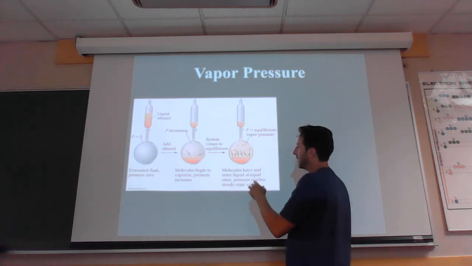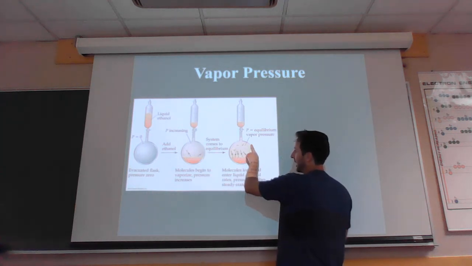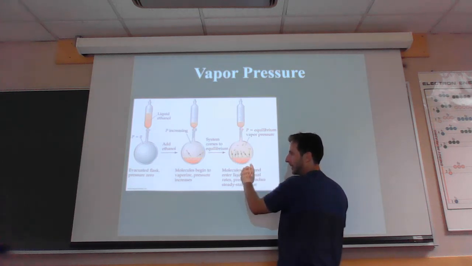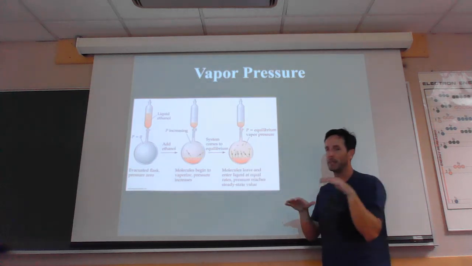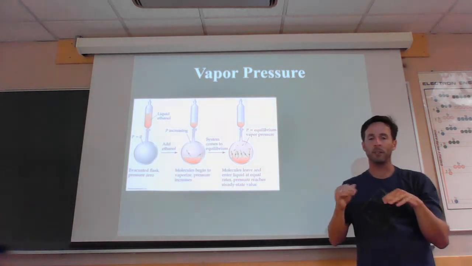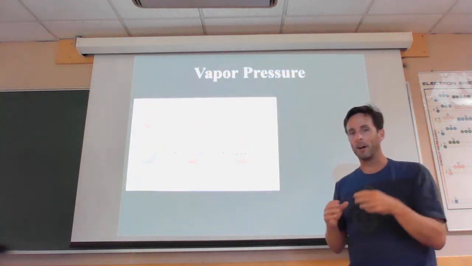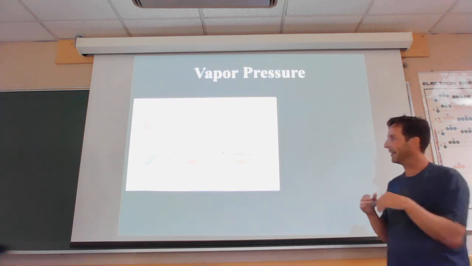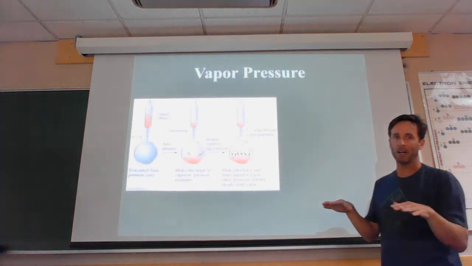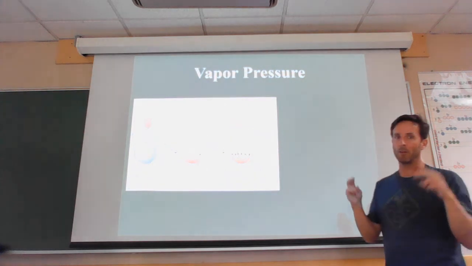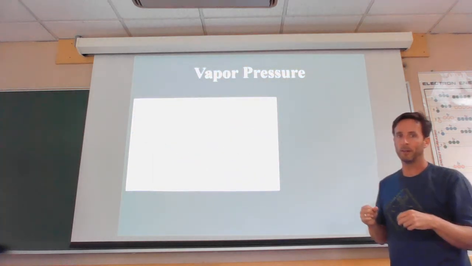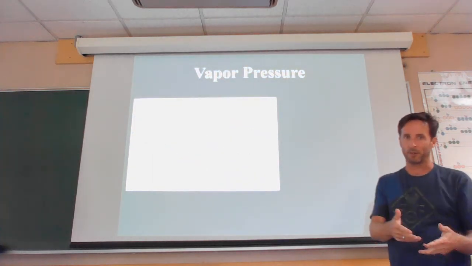But eventually it gets to the point where, as molecules escape, some of the ones up above the liquid are going to crash back down to the surface, and eventually they're going to balance each other out. The number of molecules escaping and the number of molecules crashing back down are going to equal each other, and at that point the pressure is going to stabilize, and that's what we call the vapor pressure of the liquid. It does depend on temperature.